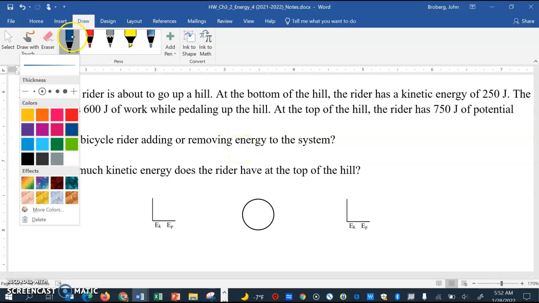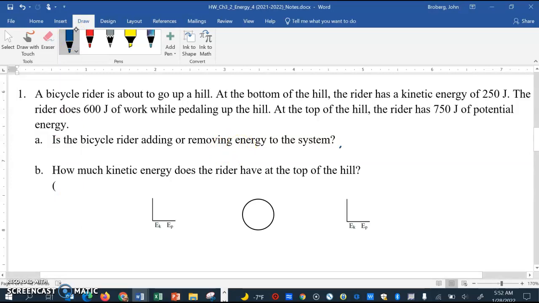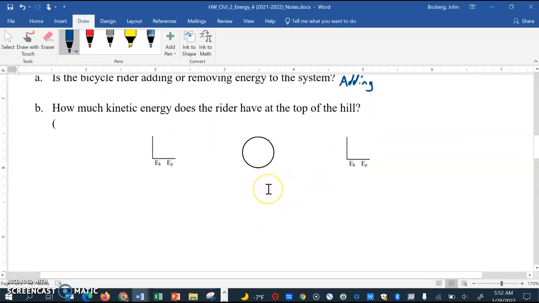And we want to figure out, is the bicycle rider adding or removing energy from the system? Because they're pedaling, they are adding energy to the system. So they're giving more energy as they go. And it's not necessarily themselves, it's them and the bicycle, that type of system. How much kinetic energy does the rider have at the top of the hill? This is where we start filling out these diagrams again, and we set up our problems with before and after.